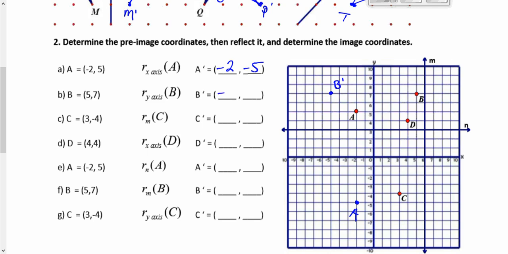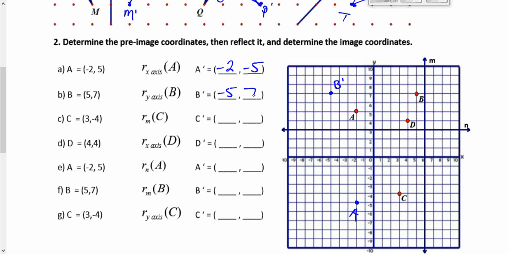-5, 7. See, we reflected in the y-axis, we just had to change the x value. Okay? Why don't you guys take a minute and just do the rest of these real quick, okay? Make careful note of the line of reflection. You see that one's M? You see line M here? You get the idea? And here's line N, so it's different than the axes, okay? So take a minute and run down that.